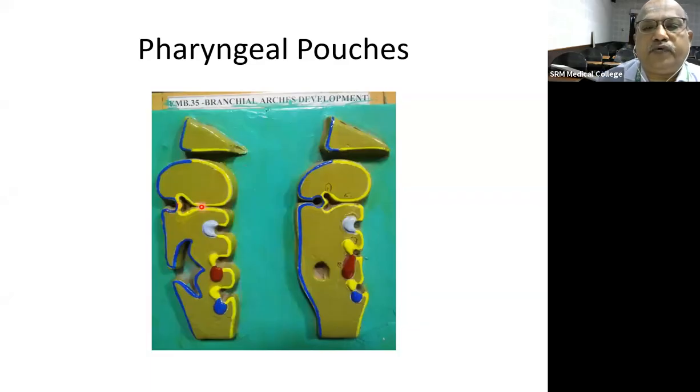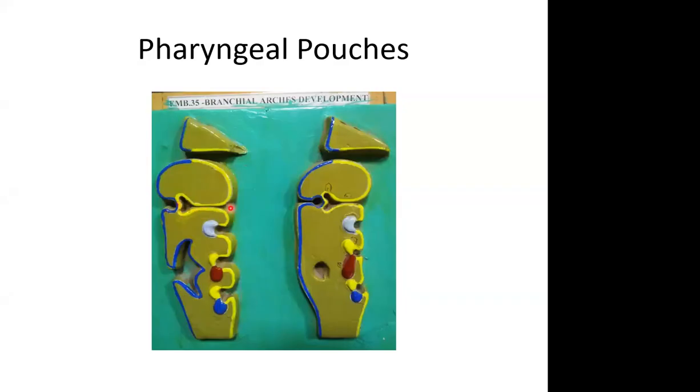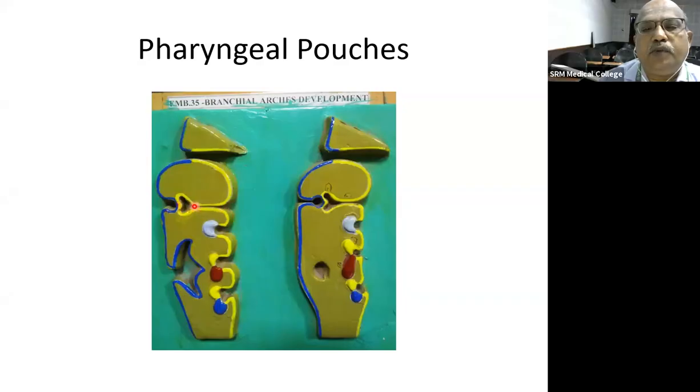Now this is your first pouch. It elongates to form a tubular part that is called tubotympanic recess. The tubular part forms your auditory tube, and the cavity part forms your tympanic cavity, that is nothing but our middle ear cavity. Middle ear cavity is derived from this tympanic part, and the tubular part forms our auditory tube.